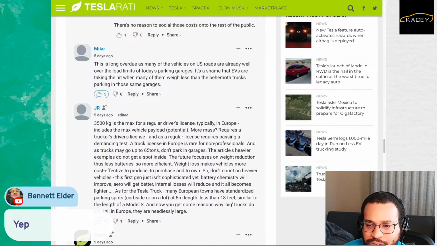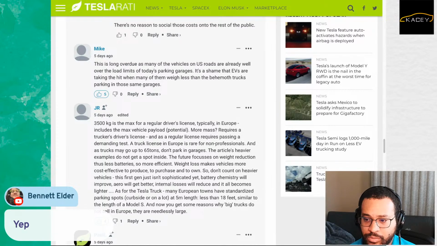3,500 kilograms is the weight max for a regular driver's license, typically in Europe. Yeah, so we saw this when we were talking about the Volkswagen California. It was too heavy to be sold as a caravan for the regular driver's license in Europe. And so instead of bringing it to California, they decided they were going back to the drawing board. More mass requires a trucker's driver's license. And as a regular license requires a demanding test, a truck license in Europe is rare for non professionals. And as trucks may go up to 65 tons, they don't park in garages. The article's heavier examples do not get a spot inside.